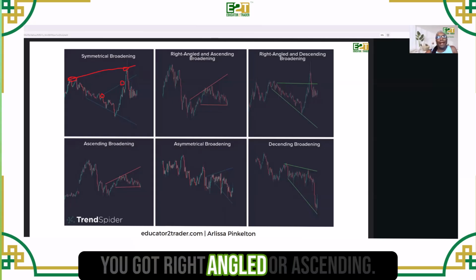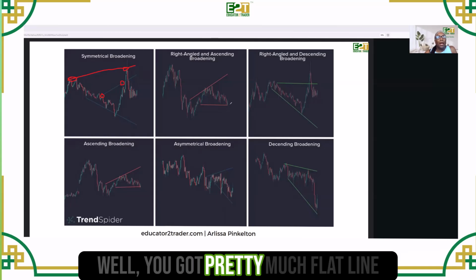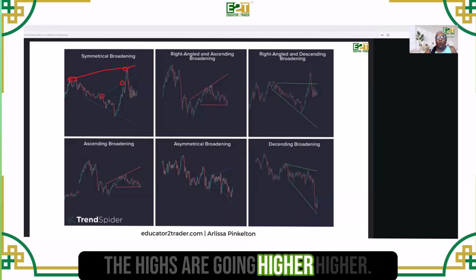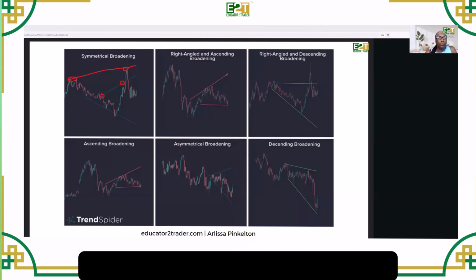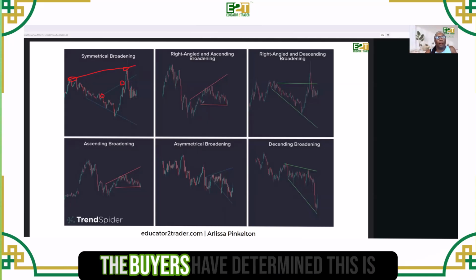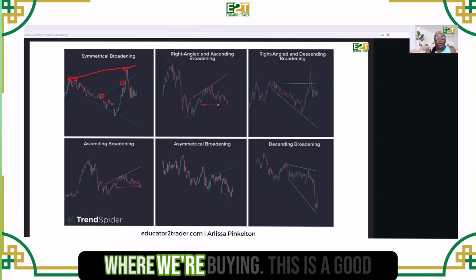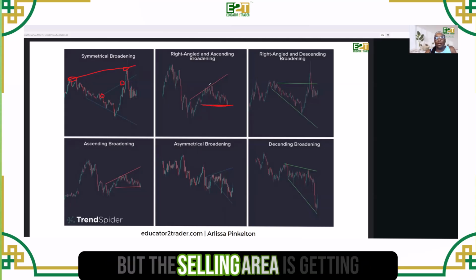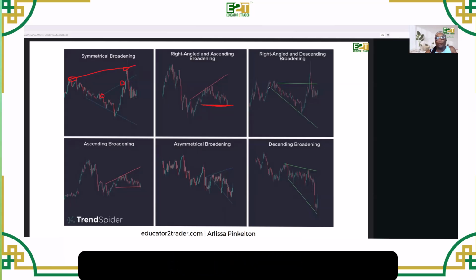You got right angled or ascending. Well, you got pretty much a flat line where your support is, right? But the highs are going higher and higher. So now you've got kind of a right angle. We're expanding, going out. The buyers have determined this is where we're buying. This is a good place where buyers step in, but the selling area is getting higher and higher.